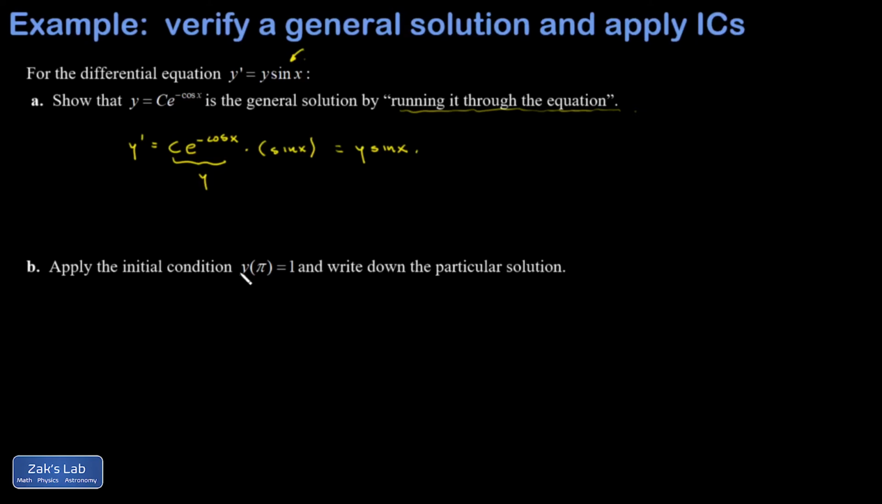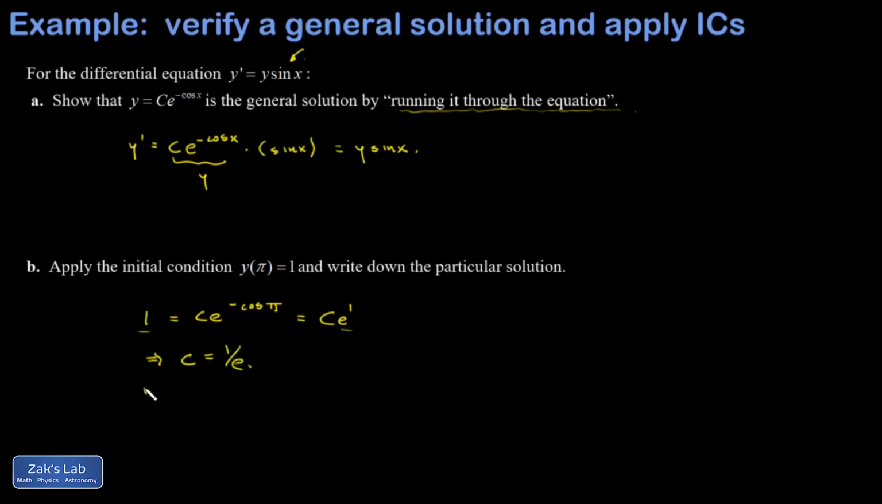Part B, apply the initial condition y of pi equals 1 and write down the particular solution. So when I replace x with pi, I'm supposed to get a 1 for y. So just plugging that in, 1 for y equals c e to the negative cosine pi. This condition is going to allow us to find out a numerical value on c. The cosine of pi is negative 1, and the negative of that is positive 1. So I end up with c e to the 1, in other words, c e. I solve for c by dividing by e on both sides. c is 1 over e.